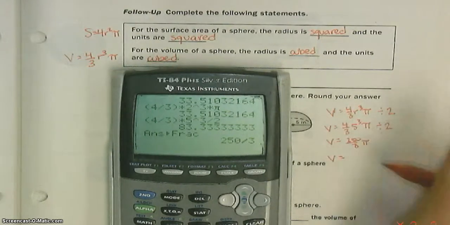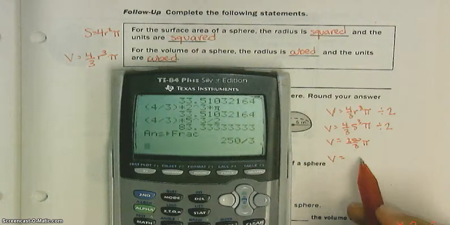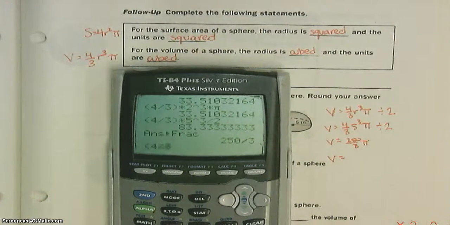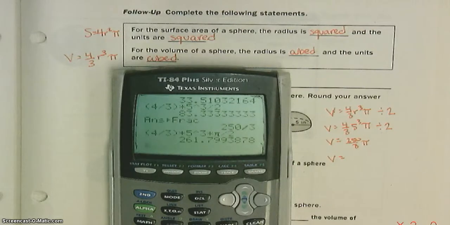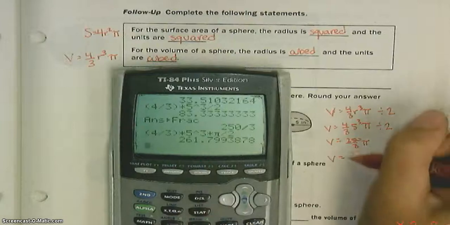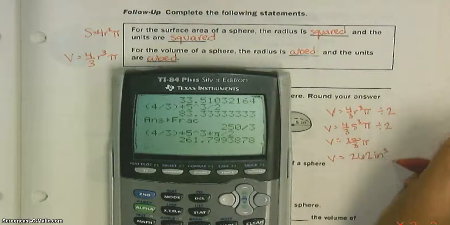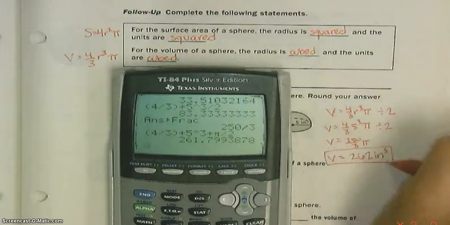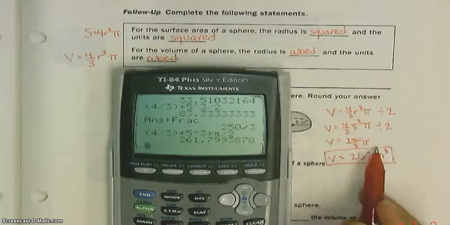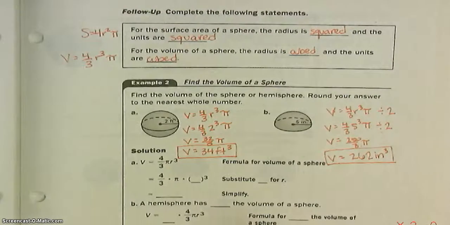But you can go right from this step to this step. I'll show you. 4 divided by 3 times 5 cubed times pi divided by 2. 261.79. That would round up to 262 inches cubed because we're doing volume. You don't need to write down this step if you don't want to. Same thing over here.